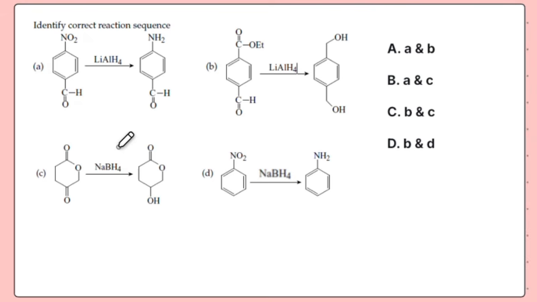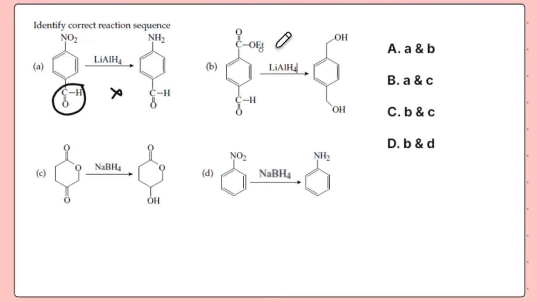In this question, you have to find out the correct reaction sequence. The first molecule is para-nitrobenzaldehyde. It is treated with lithium aluminum hydride. Here you can see that the aldehyde will get reduced to alcohol. Since it is a strong reducing reagent, it can convert the nitro to NH2. Therefore, this is not correct. The aldehyde is as it is. Hence, this is wrong. Let's check the second reaction.